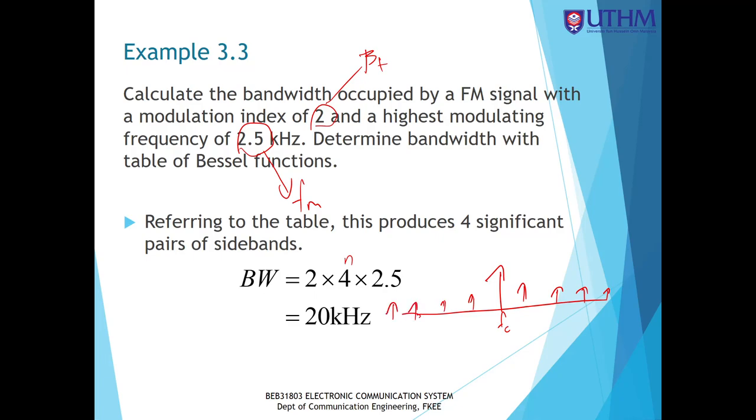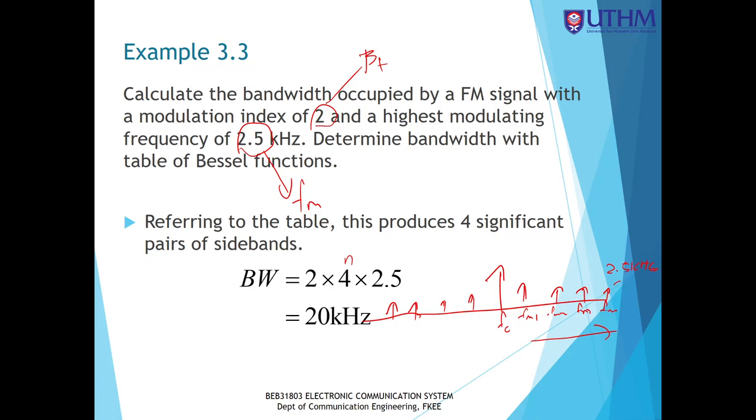Okay, so we have 4 pairs of sideband, up to FM1, FM2, FM3, FM4. So this is the highest. The highest here is 2.5 kilohertz in this example. Okay, dalam example ini 2.5K.